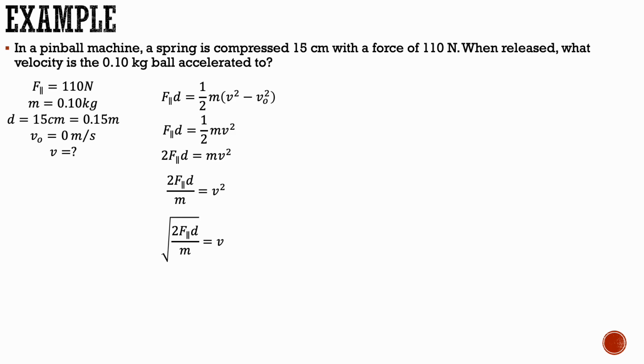At this point, we have the variable that we're solving for on its own, so we would substitute our values in. Then we'll calculate that and round to the appropriate number of significant figures, so that gives us 18 meters per second.